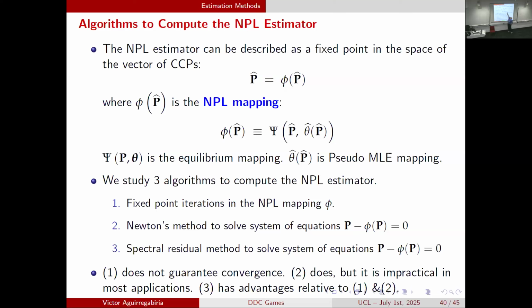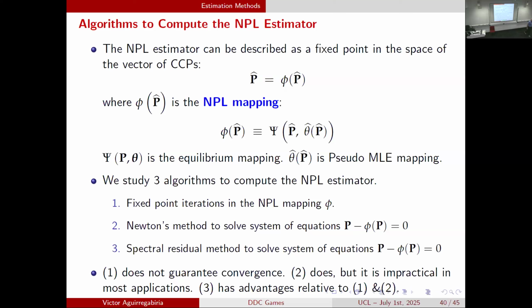Then this comes from: given P, let's solve for the pseudo maximum likelihood estimator given P, let's plug that theta here and let's obtain the best response, okay? The nested pseudo likelihood estimator should be a fixed point in terms of choice probabilities of this mapping, okay?